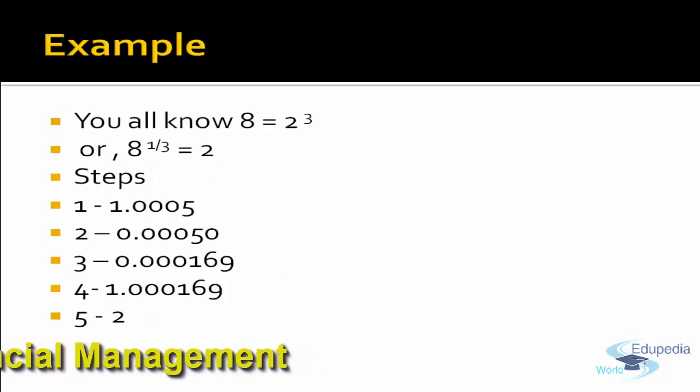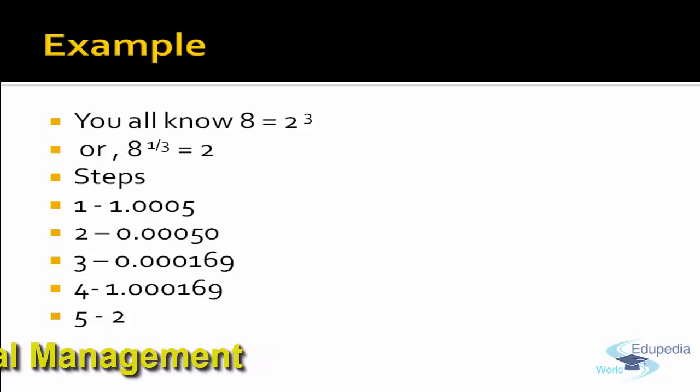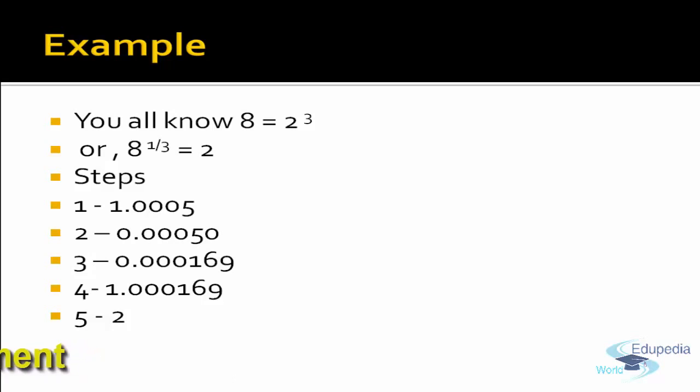You all know that 8 is equal to 2 to the power 3. So we can say that 8 to the power 1 by 3 is equal to 2. Perfect. So now we'll compute this 2 through 8 to the power 1 by 3 on the calculator. Do all these steps that I just told you. Type 8 on your calculator. Pause your screen, bring your calculator and do it along with me.